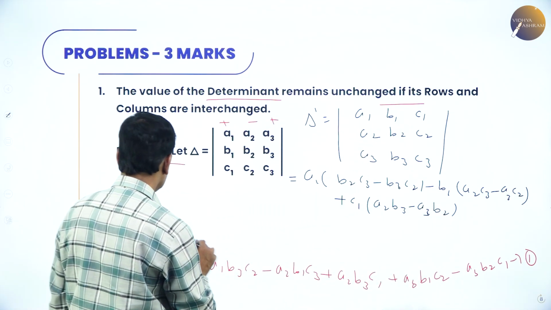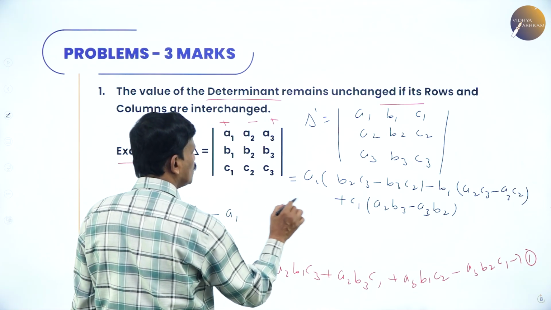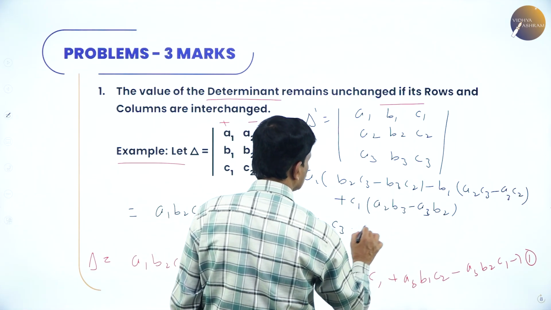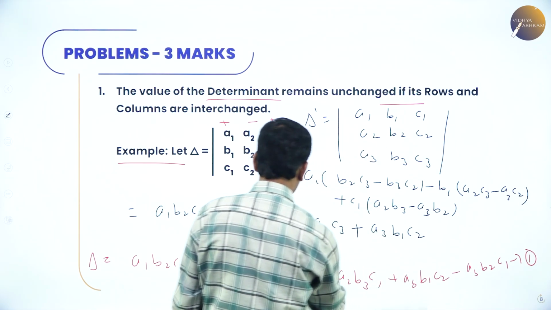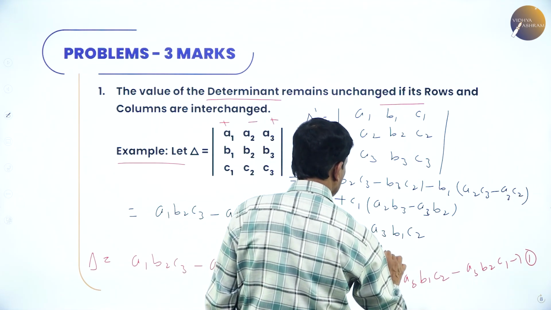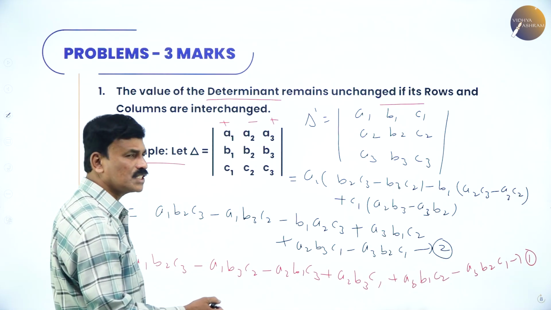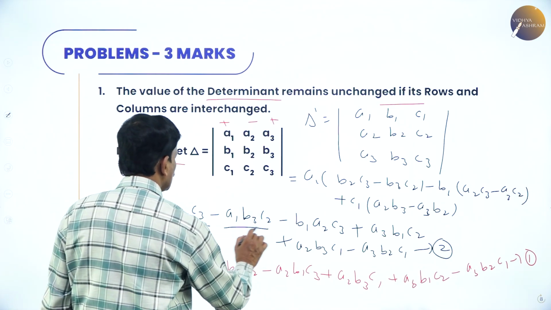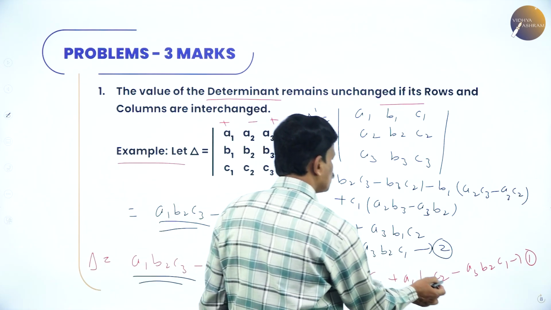Now, multiply this. This is equal to A1 B2 C3 minus A1 B3 C2, again minus B1 A2 C3, minus into minus plus A3 B1 C2 plus A2 B3 C1 minus A3 B2 C1. Let us represent this as equation number 2. So, just verify equations 1 and 2. What are equation numbers 1 and 2? See here, plus A1 B2 C3, minus A1 B3 C2, and the last element is minus A3 B2 C1.